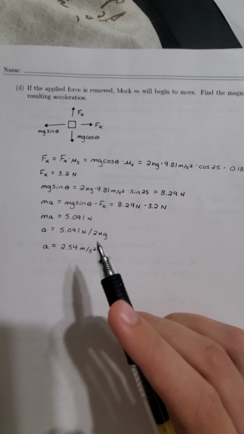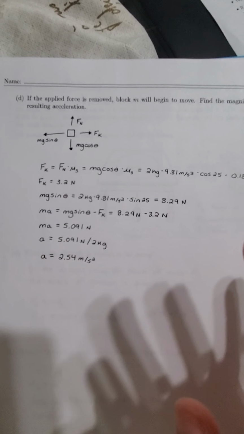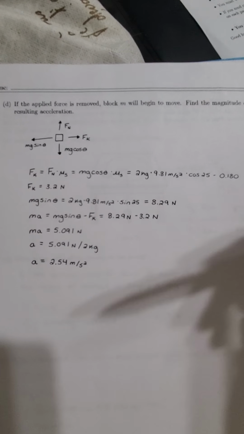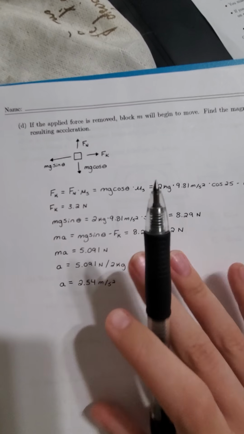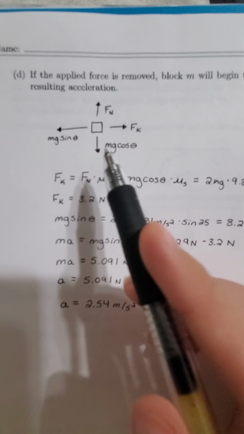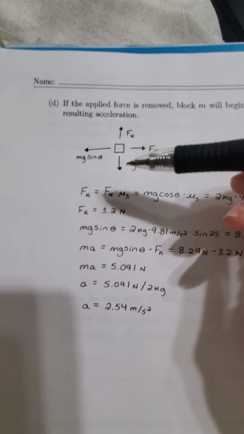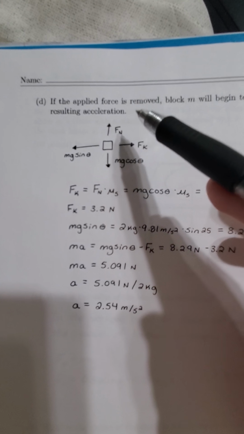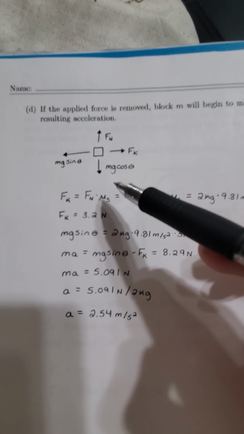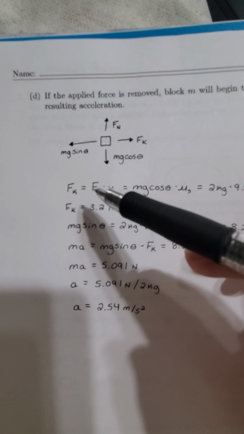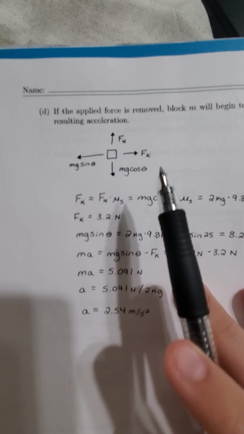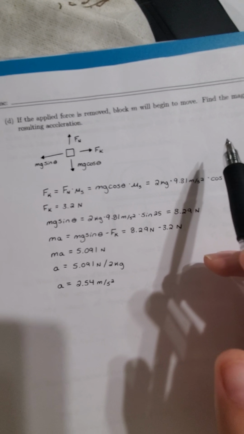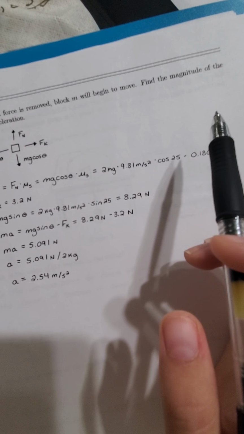And then for the last question, it's asking if the applied force is removed, how fast will the block slide? And so I redrew my free body diagram to where I got rid of the applied force that goes down. And since that goes away, your normal force is going to change now because you don't have the force of gravity times cosine of theta plus that applied force.